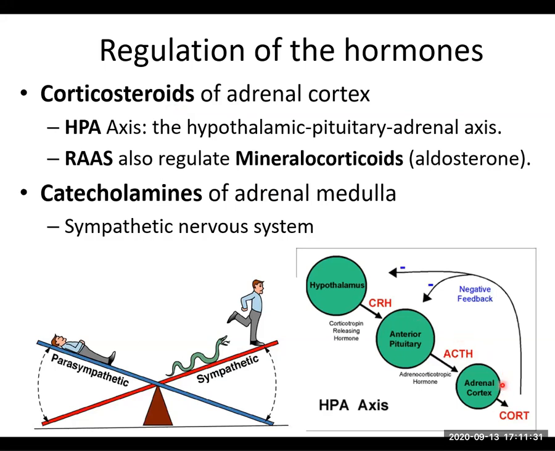Among these three corticosteroids, the mineralocorticoids, the glucocorticoids, and the sex hormone, the mineralocorticoids are also regulated by the RAAS, the renin-angiotensin-aldosterone pathway. So that's basically how our body regulates the corticosteroids. We also have the adrenal medulla producing the catecholamines, the epinephrine. That is part of the sympathetic nervous system.